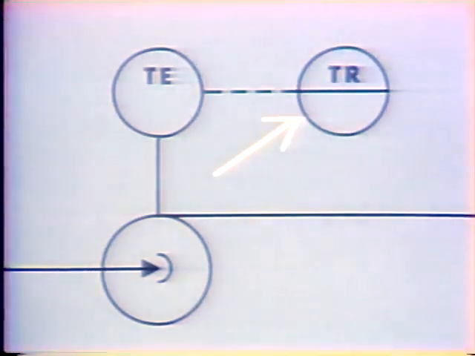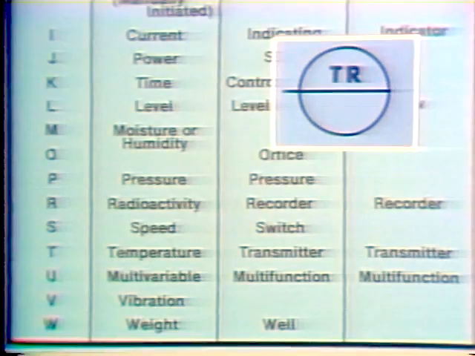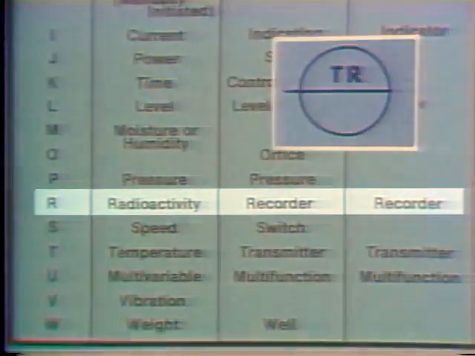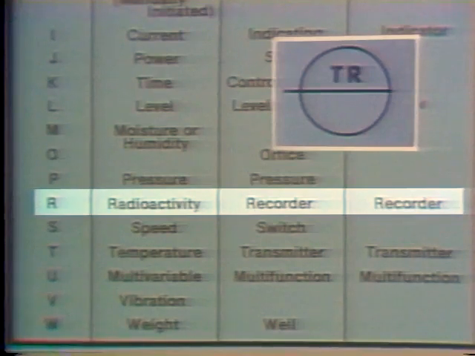The recorder in the control room is symbolized this way, using a circle with a solid line through it. The solid line means it's remotely located. As before, the T in the first position means that the instrument is measuring temperature. The meaning of the R in the second position is explained on the legend. Here, you can see that R in the second position means that the instrument is a recorder.